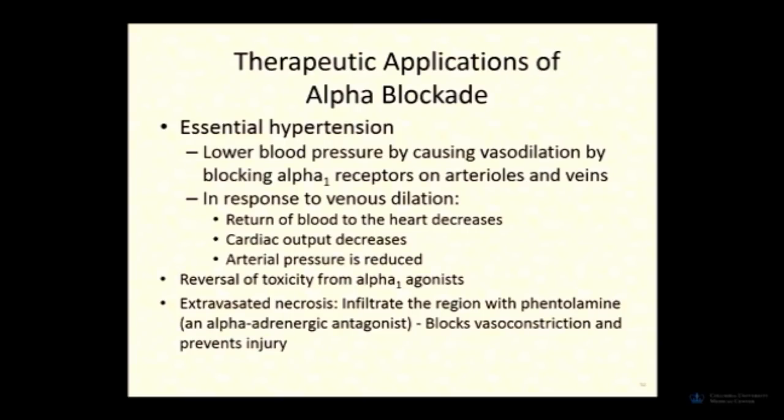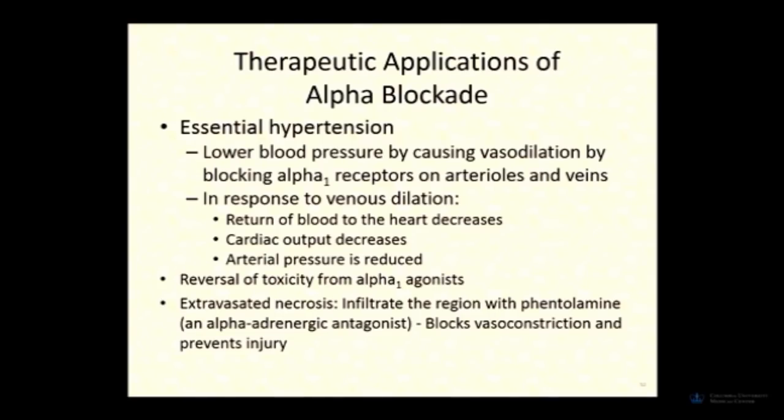Okay. So with alpha 1, alpha 2 blockade, there are some key therapeutic applications. And what's nice about the neuropharmacology coming right before the cardiac section is that a lot of the drugs are the same. Okay, so the next unit is the cardiac drugs, and we're going to see some of the same names over again. So essential hypertension, which is also called primary hypertension and is the most common form of hypertension, alpha blockers, particularly alpha 1 blockers, cause vasodilation and help reduce blood pressure.